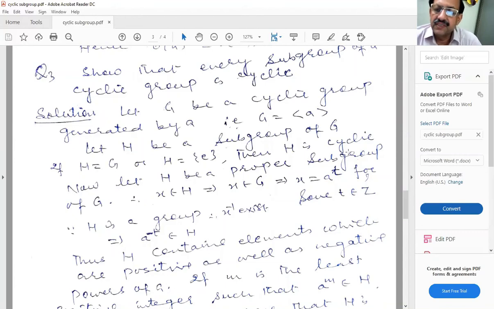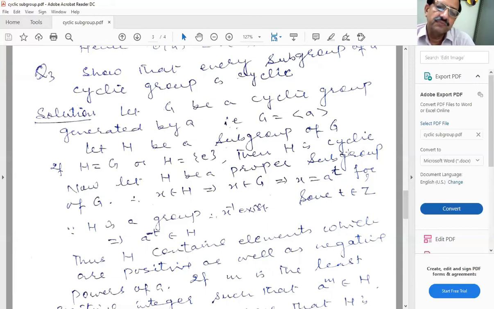If H is equal to G or H is equal to the identity, then H is cyclic. Now let H be a proper subgroup of G. Therefore, X in H implies X in G. This means every element X of H or G can be written as A raised to power T, where T is some integer.